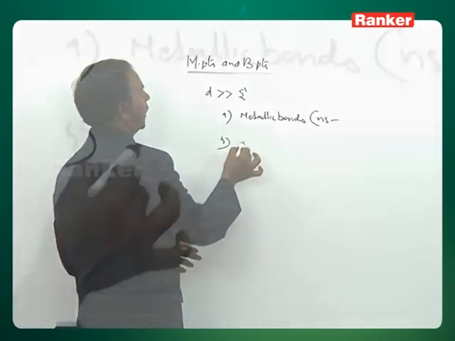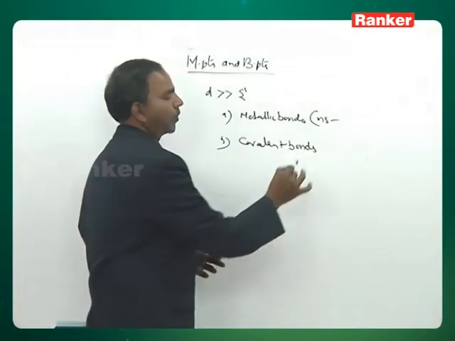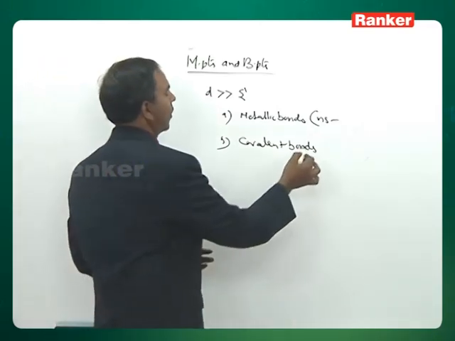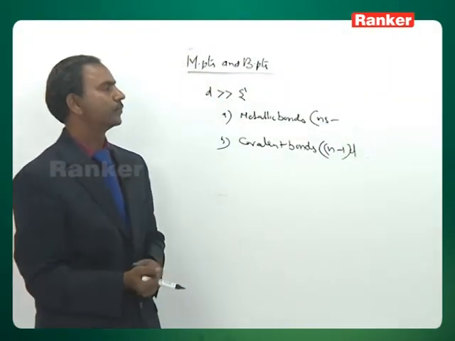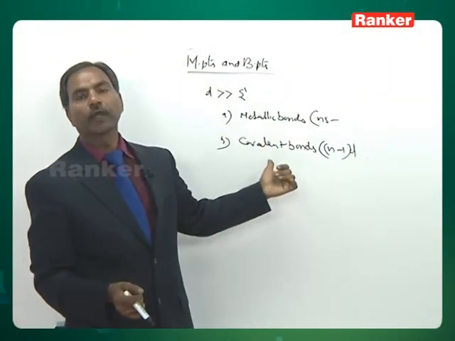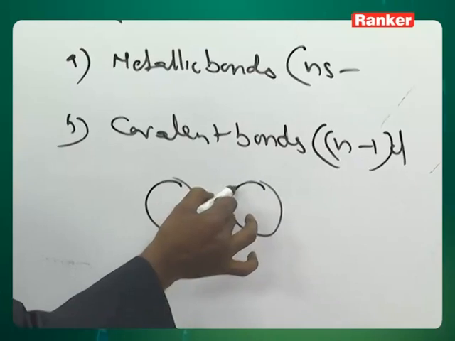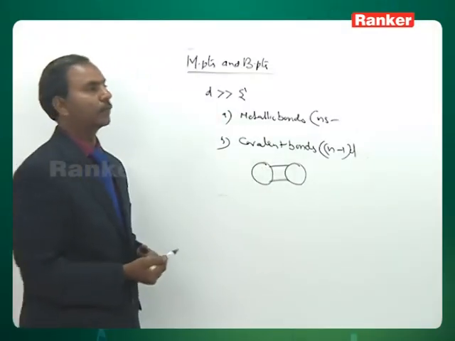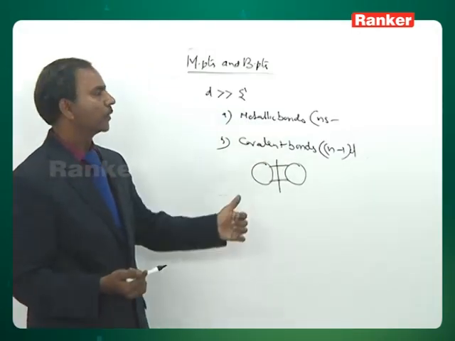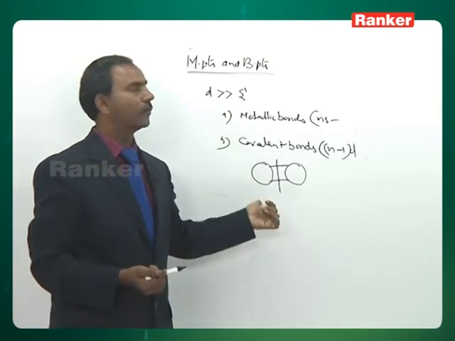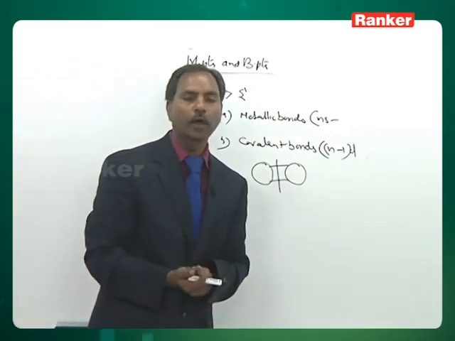Next, it is due to the formation of covalent bonds. These covalent bonds are due to involving (n-1)d orbital electrons. So one is metallic bonds, the second one is covalent bonds. These two types of bonds are there between the metallic atoms. To break these two types of bonds, they require more energy. Therefore, the d block elements are having greater melting and boiling points in comparison to s block elements.